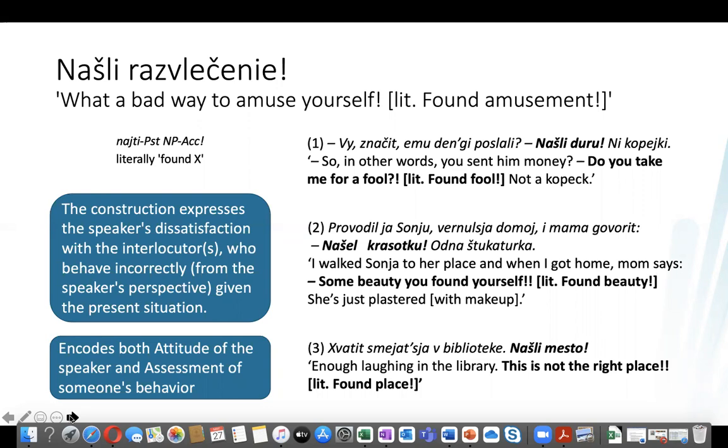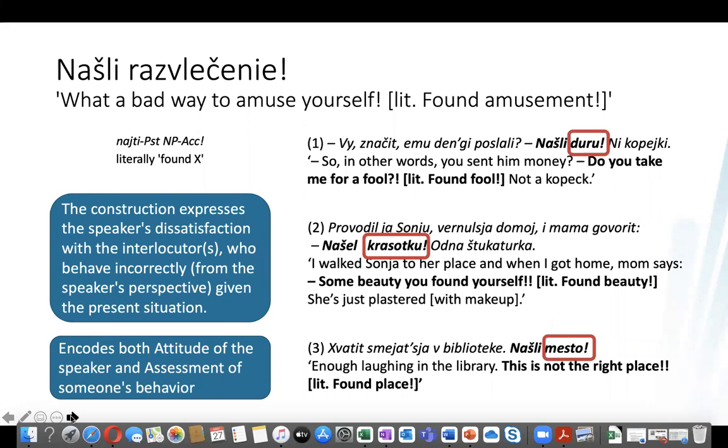So, for example, dura is an idiot, and so Našli duru, there we're, do you take me for a fool? So that's already a negative word. But krasotka is actually a positive word. It is, however, coerced into being negative in this example, našel krasotku. But место is absolutely a neutral word. So a neutral word also gets coerced into being negative.